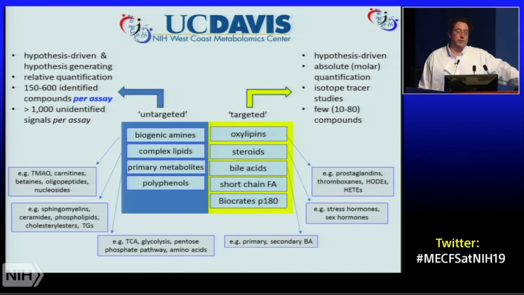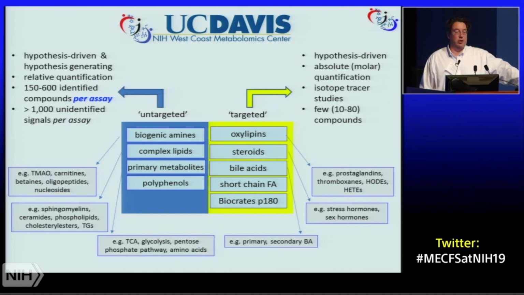We usually have 150 to 600 identified compounds per assay. For example, in lipidomics today, we would have 500 identified lipids. In primary metabolism, just 150. For biogenic amines, which are TMAO, carnitines, betaines, oligopeptides, nucleosides, and similar compounds, we would have maybe 300 identified compounds. So overall, by these assays alone, we get about 1,000 identified compounds in a specific tissue or blood.